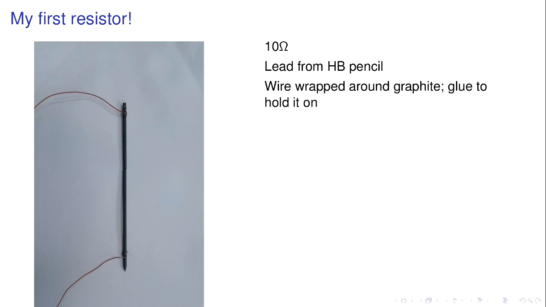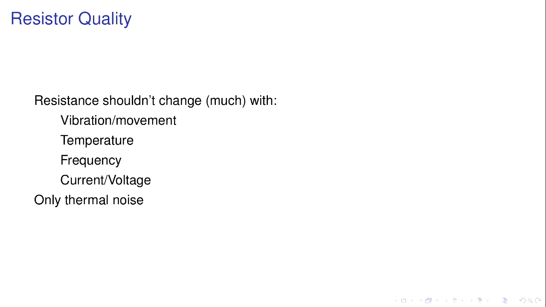Really good resistor. How do you measure how good a resistor is? Well, it shouldn't change much if you wiggle the ends, if you've got a bit of vibration, if you kick it or drop it. It shouldn't change much if the temperature goes up or if the frequency goes up. And it shouldn't change much if you put a high voltage across it or a low voltage across it. It shouldn't be voltage dependent unless you want a voltage dependent resistor. And it shouldn't be noisy except for the unavoidable thermal noise.